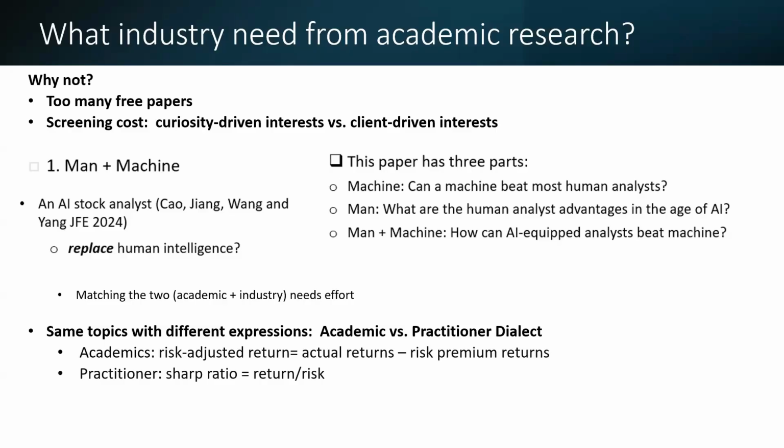And also language is different. In academia, they just use Sharpe ratio. And we use the words risk-adjusted return. And every time they're confused: what is risk-adjusted return? What do you mean by risk? What do you mean by adjust? So they just use the Sharpe ratio.